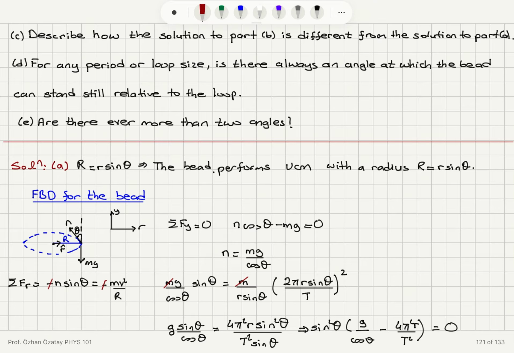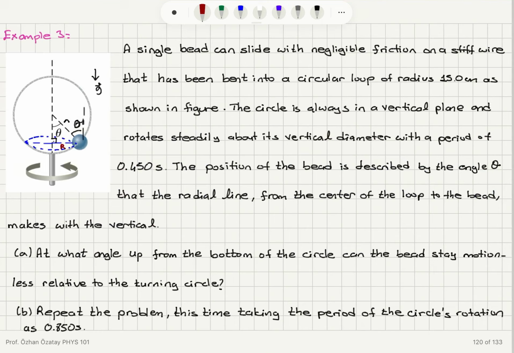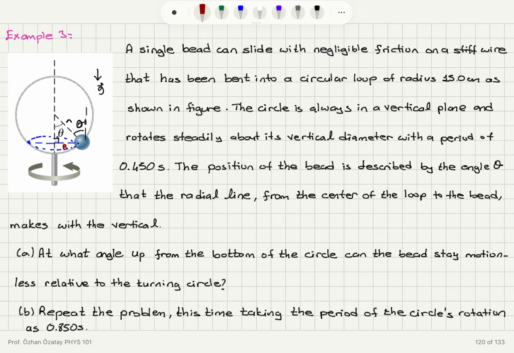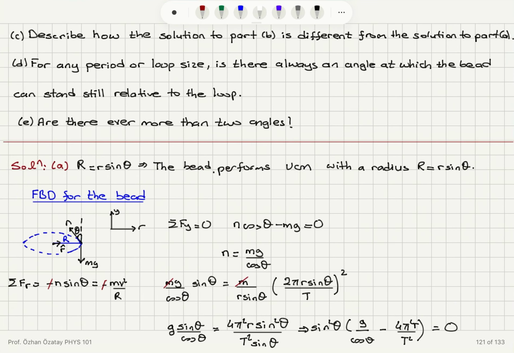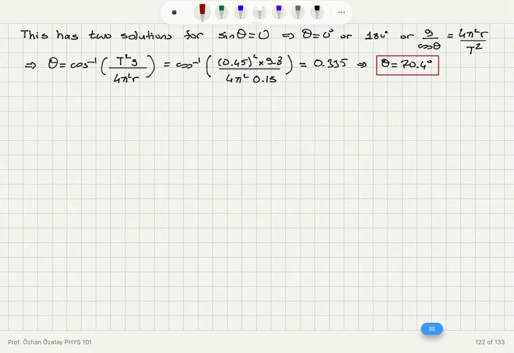So this was our answer to part A of the problem. Now in part B, we're going to change the period to 0.850 seconds. So if we do that, then the solutions theta equals 0 and 180 degrees would be possible. Again, theta equals 0 or 180 degrees, two possible solutions.